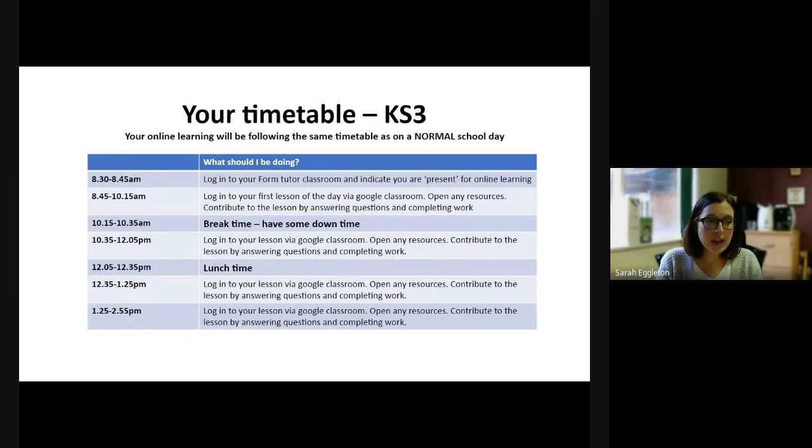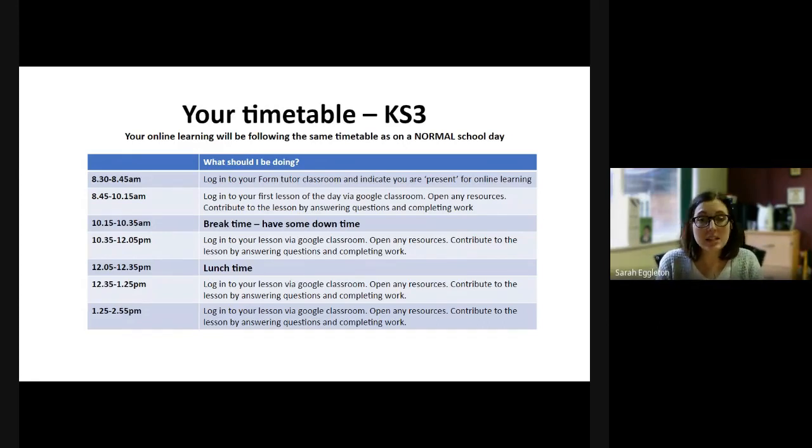You will have break at 10:15 to 10:35 as you normally would if you were in school, and lunch at 12:05 to 12:35 p.m. You will have all your lesson times according to your timetable as if you were in school. So it's literally exactly the same, except you are at home and not in the building.